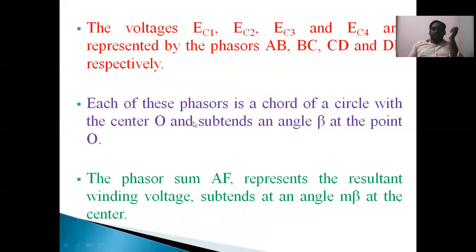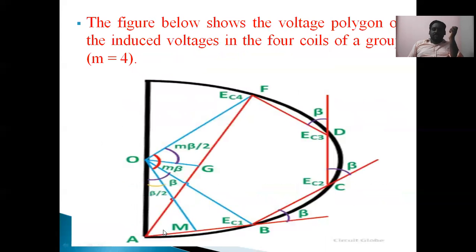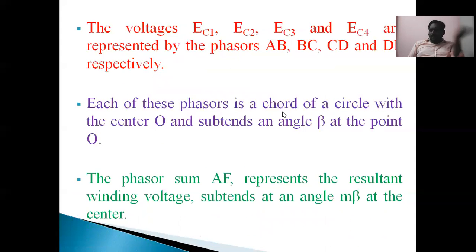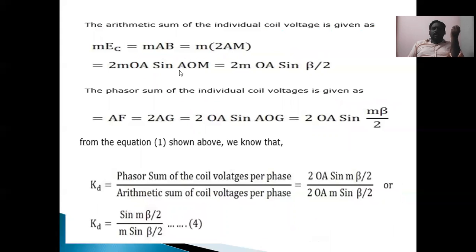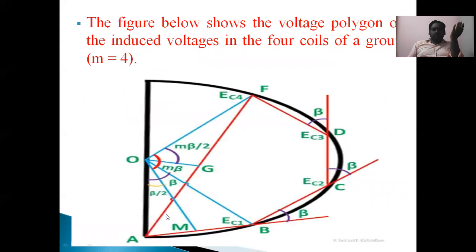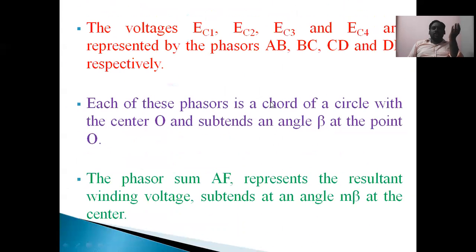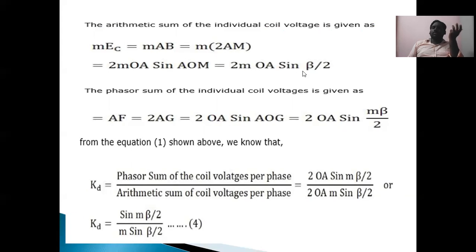And what is AM? See here, we already discussed this is a right angle triangle. Then sine beta by 2, from the triangle you can observe, is nothing but AM by OA. That means AM is equal to OA into sine beta by 2. So 2m is the common multiplication: 2m into OA sine beta by 2. This is for concentrated winding, the arithmetic sum of individual coil voltages.